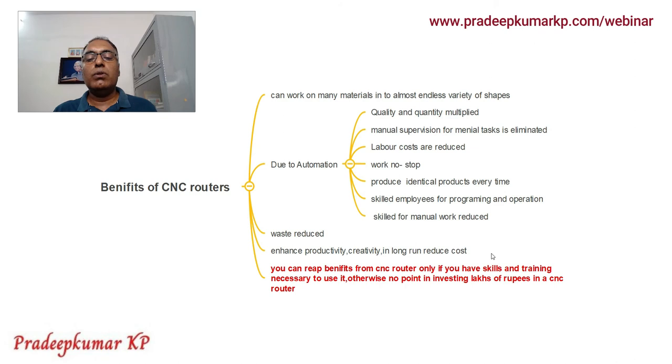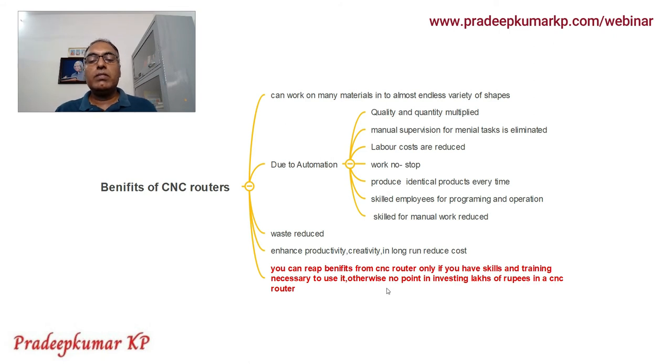It also enhances productivity and creativity, because at the design stage you can have a lot of flexibility in designing for manufacturing. And in the long run it reduces cost, because the initial investment for the machine will be high, but in the long run you can reduce the cost.